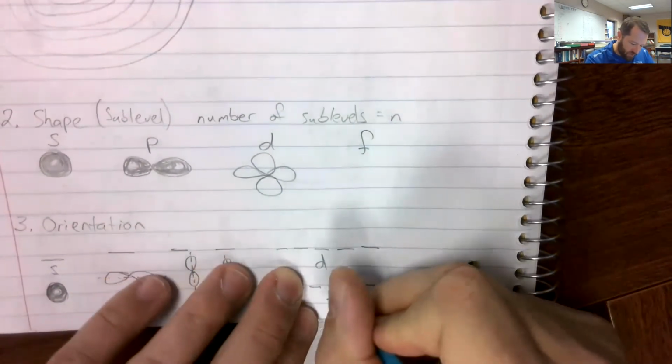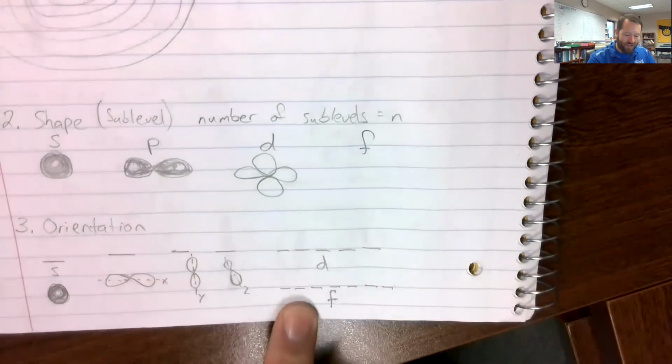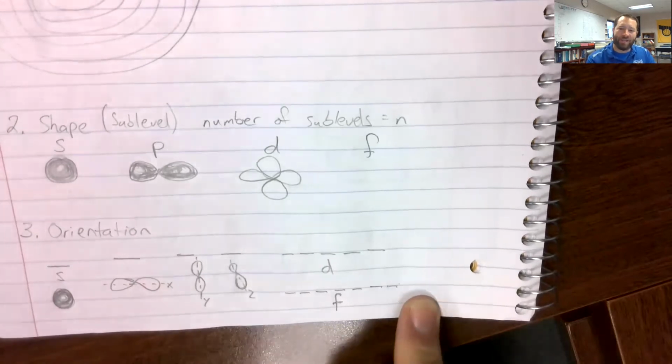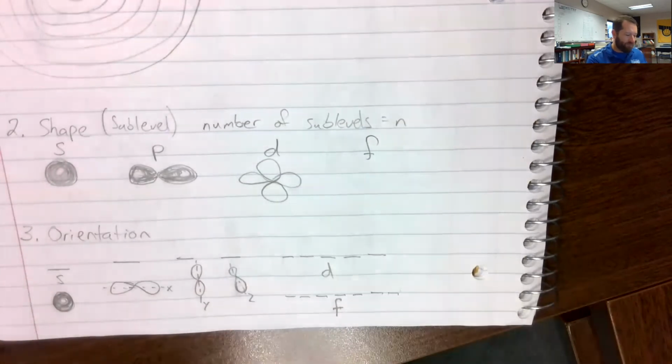You won't draw this very often. I don't give you too many really big elements. But the F has 7 different orientations around the nucleus. Pretty nuts. It's pretty gigantic.